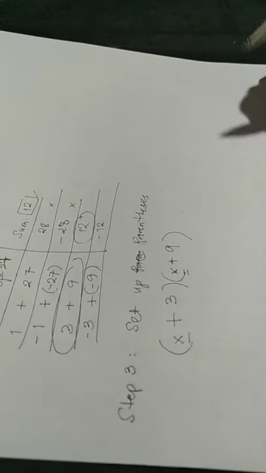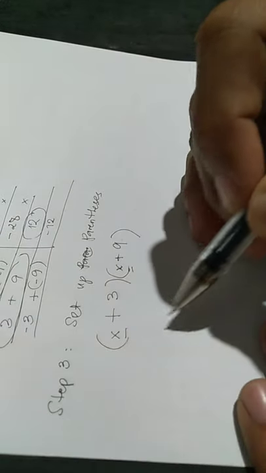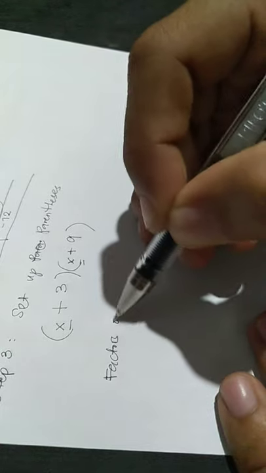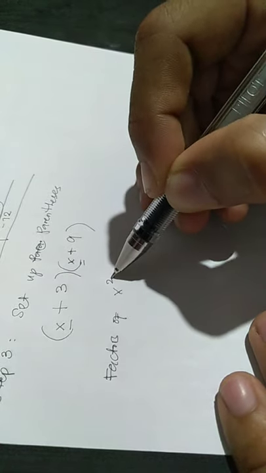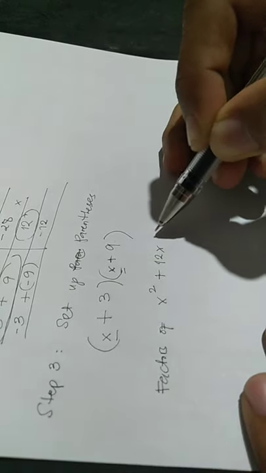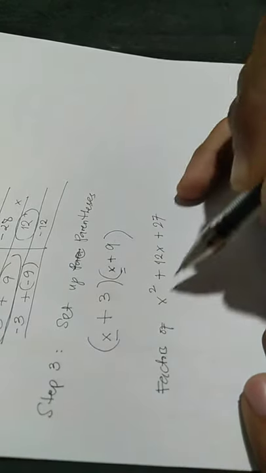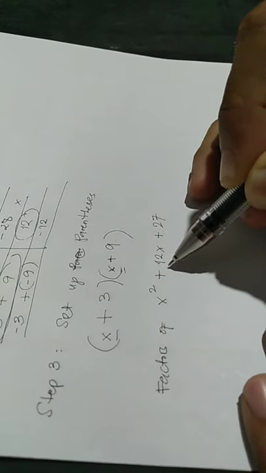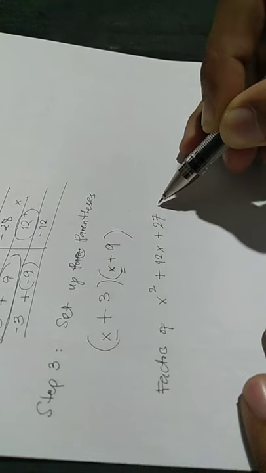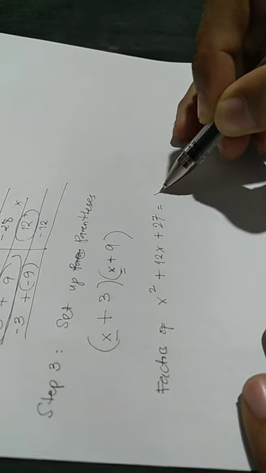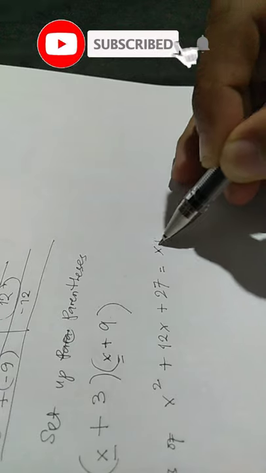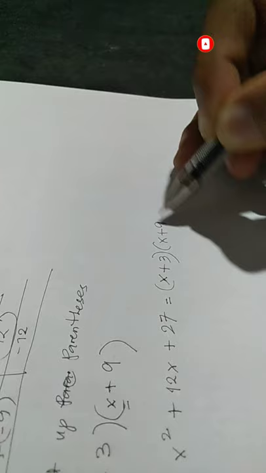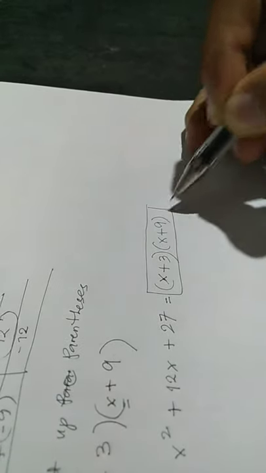Therefore, the factors of x squared plus 12x plus 27, this is our given, is equal to x plus 3 and x plus 9. That's the answer.